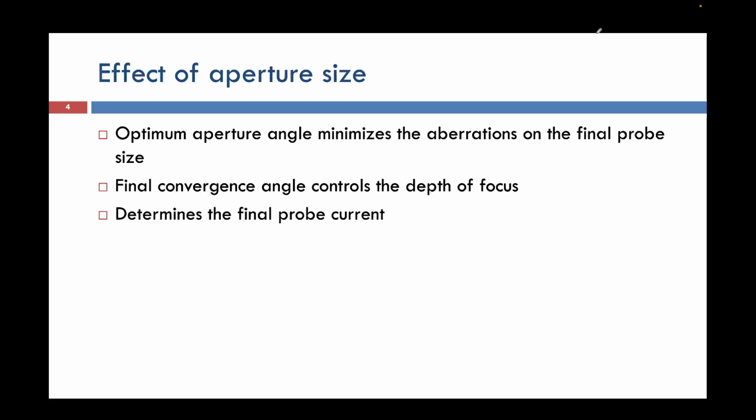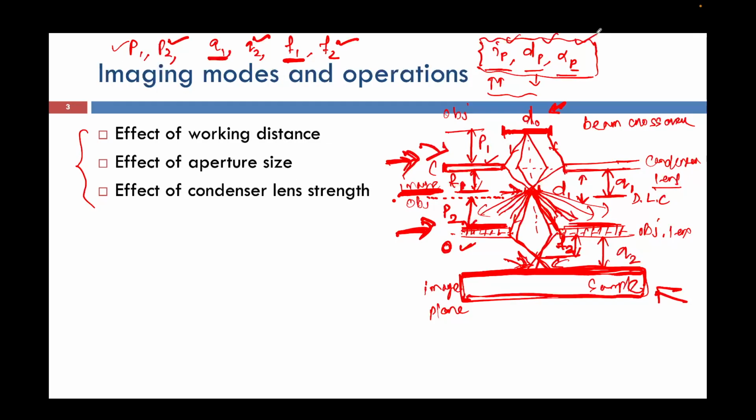Sir, I have a small doubt. Yes. Our desirable condition is that d2 should match with q2, right, sir? The second focus should be on the sample. That is, the focal point of the objective lens should match with q2, right? Which one?